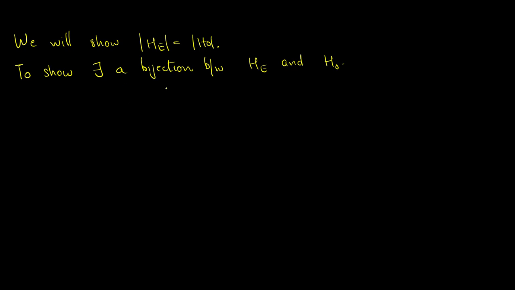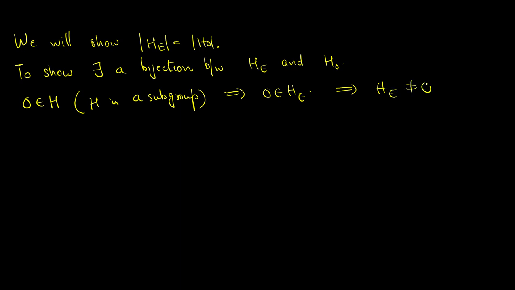But just before proving the existence of a bijection, let's inspect HE and HO. Can they be empty? Just check. We know that 0 is an element of the group, and since H is a subgroup, 0 is an element of H, right? And 0 is even, so definitely 0 is an element of HE. So HE can never be empty.